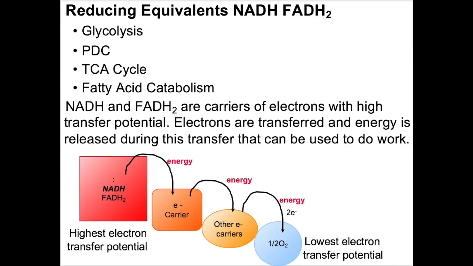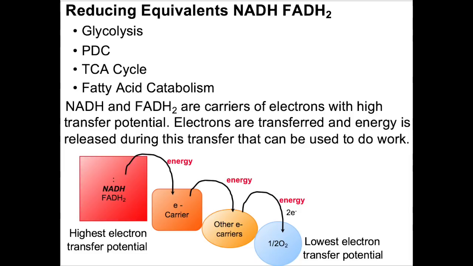And so, reducing equivalents like NADH and FADH2 are produced in such pathways as glycolysis, fatty acid catabolism, the TCA cycle. These are all oxidations of fuels. And now that we have these reducing equivalents, what are we going to do with them? Well, these 2 electron carriers have high electron transfer potential. These electrons can be transferred from carriers of high electron potential to those of lower and lower and lower electron transfer potential. And in so doing, as these electrons are passed from carrier to carrier to carrier, energy is released.